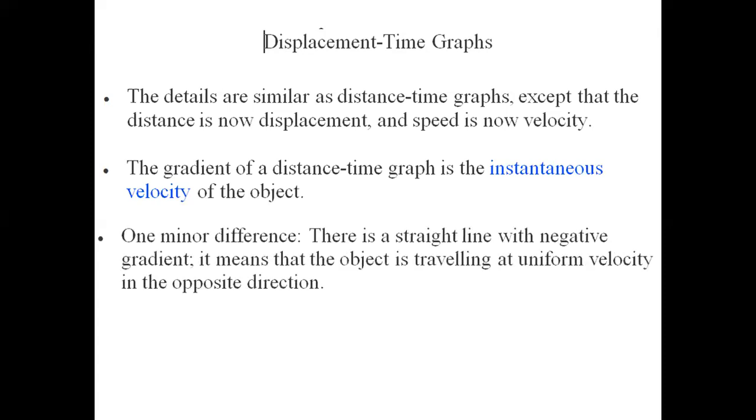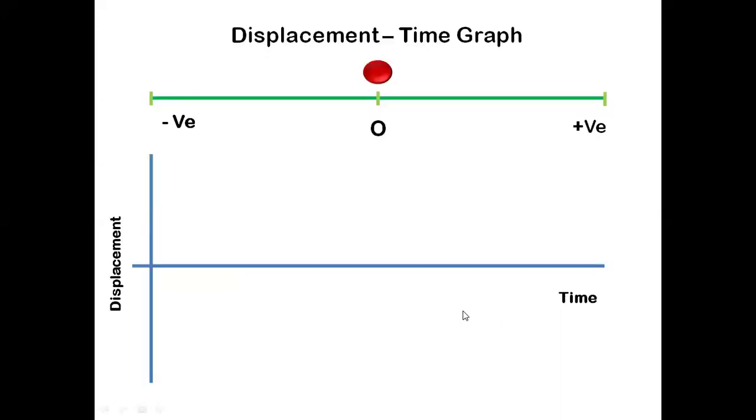And one more thing, the straight line with negative gradient means that the object is traveling at uniform velocity in the opposite direction. This was also shown in the first slide when the car returned and reached back to the starting point when displacement became 0. Now, the displacement time graph may go to the negative side of the y-axis also. Displacement on, suppose, right side is taken as positive, then left side will be taken as negative. We plot the positive displacement on the positive y-axis and negative displacement on negative y-axis.